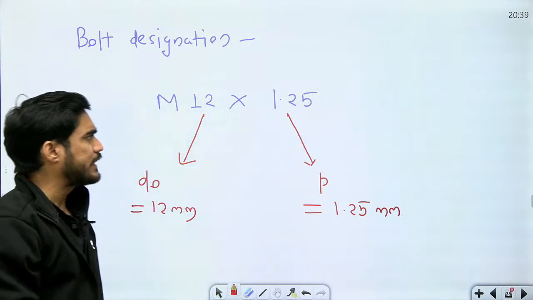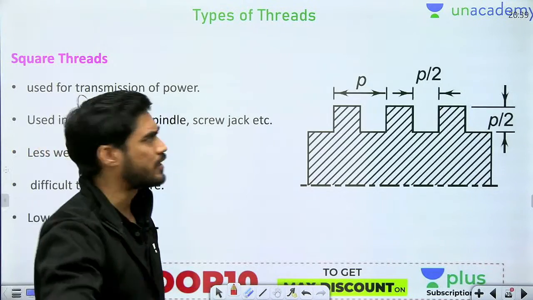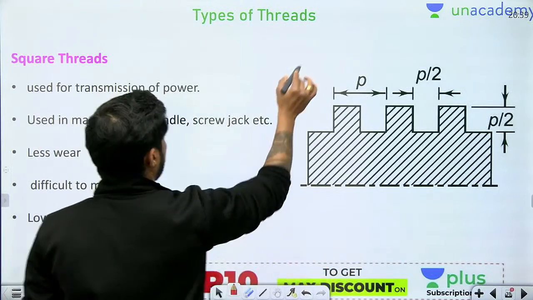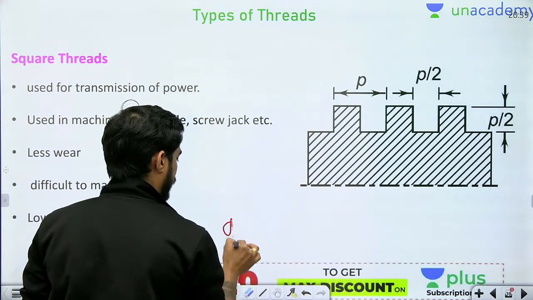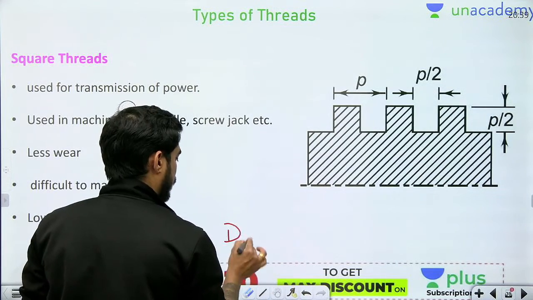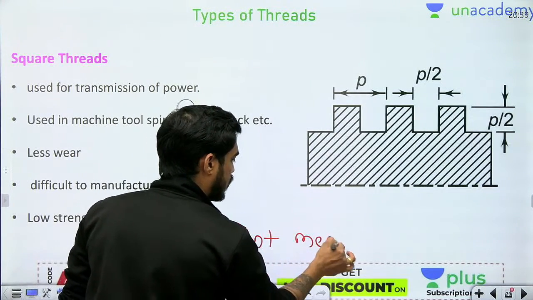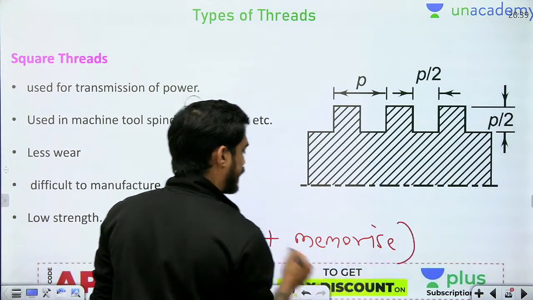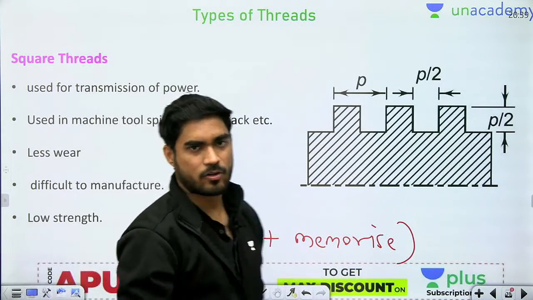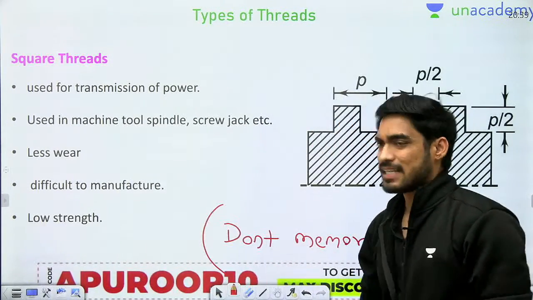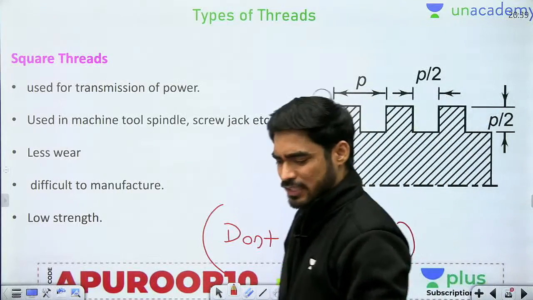Now beta, there are different types of threads. You don't have to get into this. Don't memorize this. इसको याद नहीं करना है. बस समझ लो, देख लो थोड़ा सा. बाकी इसको याद करने की जरूरत नहीं है. You don't have to memorize all this. Just look at this. So there are different types of threads.